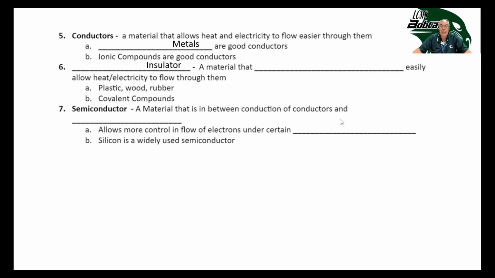An insulator is a material that does not easily allow heat and electricity to flow through it. So basically the exact opposite of metals: plastic, wood, rubber, covalent compounds. Okay, these things are all insulators. They're not good conductors. And then when we talked about the metalloids, we said the metalloids were semiconductors, and that was one of their important characteristics. A semiconductor is a material that is in between conductors and insulators. And I put in here that these are the metalloids.